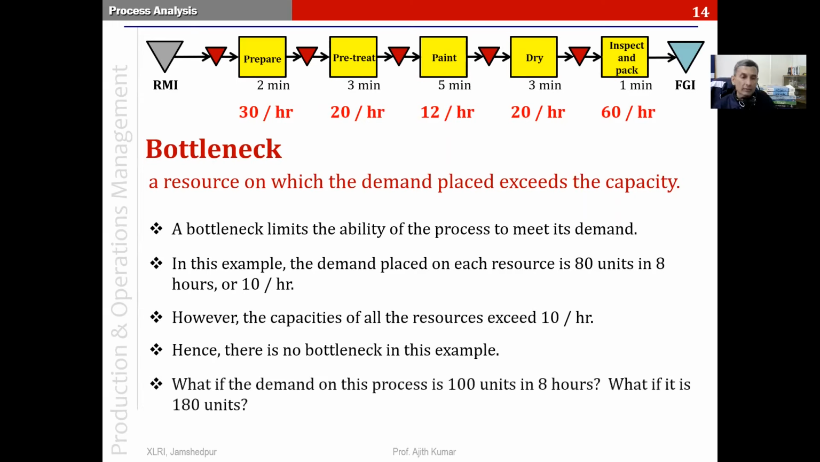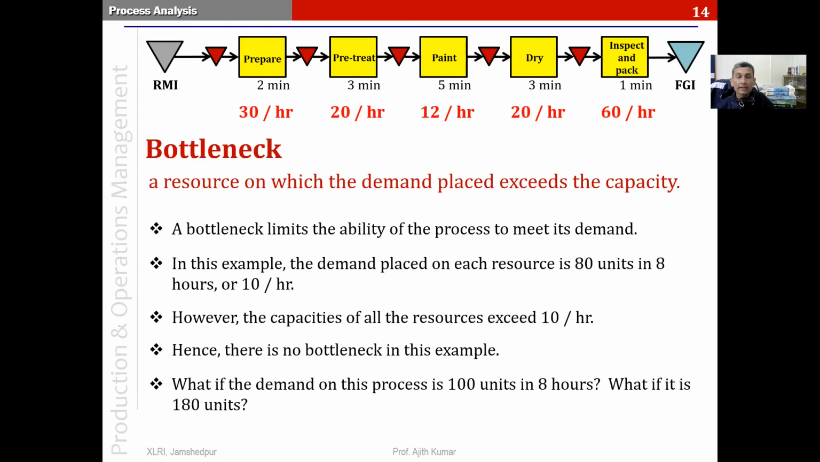All right, now let's ask the question, what if the demand on this process was not just 80 units in 8 hours, but 100 units in 8 hours? Okay, so if it is 100 units in 8 hours, then that would mean 100 divided by 8, or 12.5 units per hour.